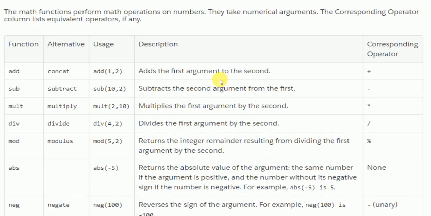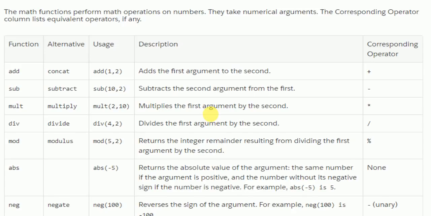I will also post the link for these math functions so that you can go through all the other functions available here in Lightning. We can use, for example, if, and, or, concat. There are multiple functions that you can go through and use. You can also use all these functions in your hands-on practice of Lightning components, and you can see how amazing these functions are and how we can utilize them.